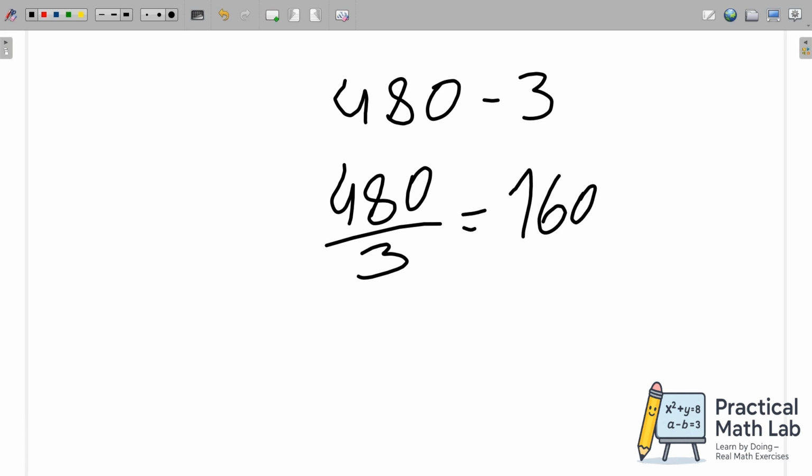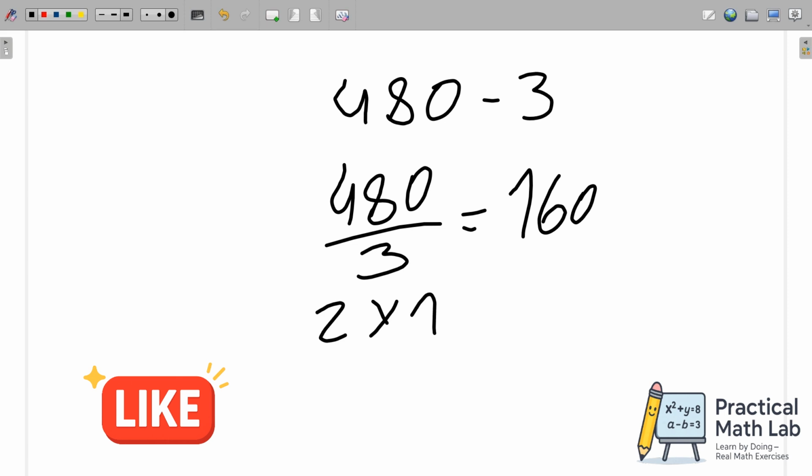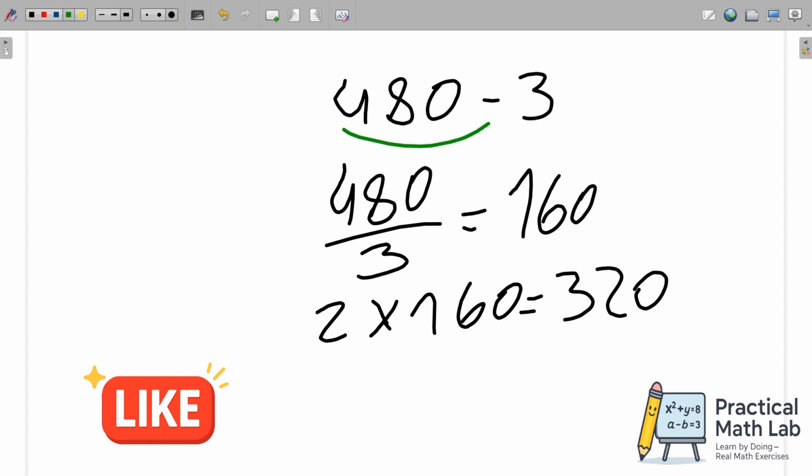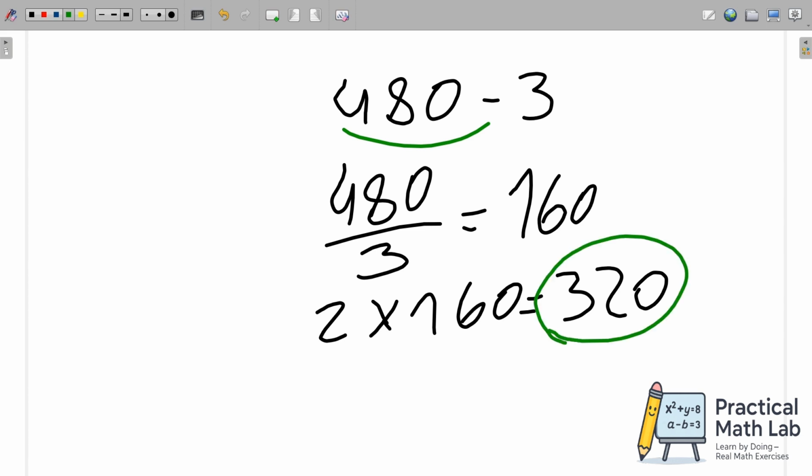Now, if 1 part is 160, let's calculate the sugar. The sugar has 2 parts, so it's 2 times 160, which equals 320. So, for every 3 parts of flour, which is 480, we have 2 parts of sugar, which is 320.